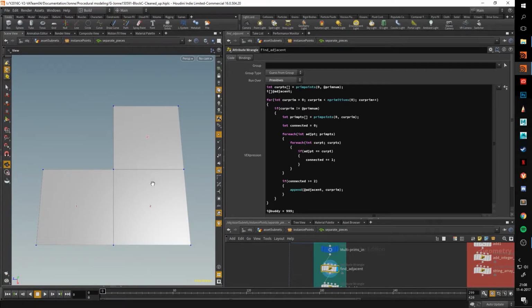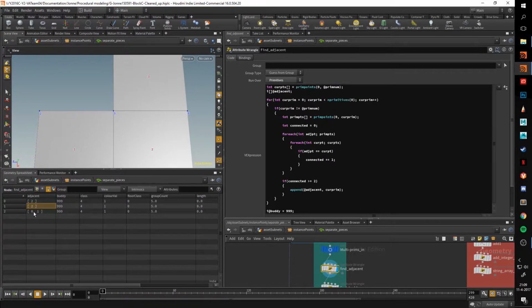What it does is it takes a primitive, so let's say primitive number 2. It finds another primitive, so it loops for the amount of primitives there are. Let's say it finds 0. It then takes the points that are on primitive 0 and checks those against the points that are on primitive 2. In this case, points 6 and 3 are on the same. Primitive 0 has points 3 and 6, and primitive 2 has points 3 and 6.